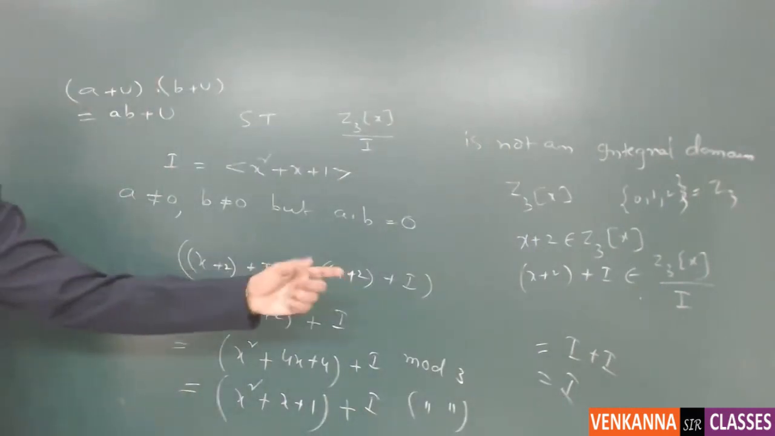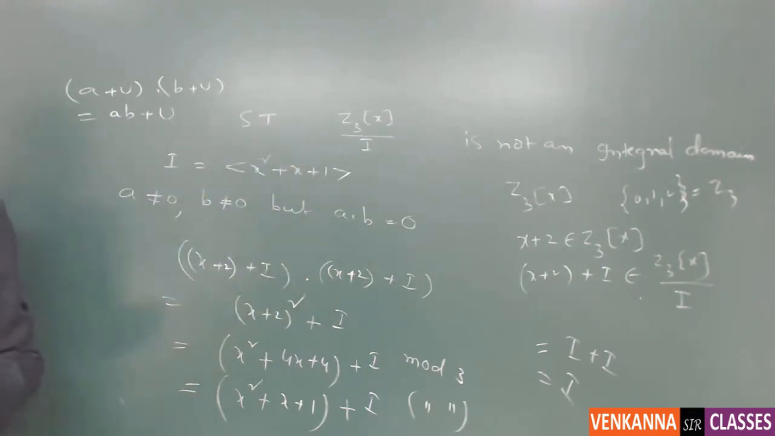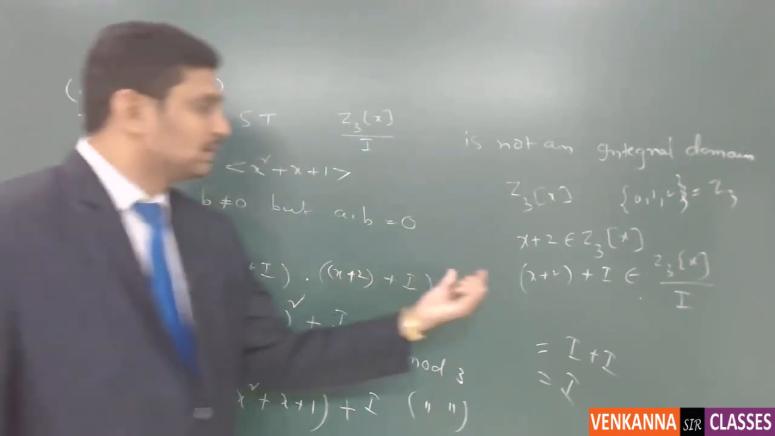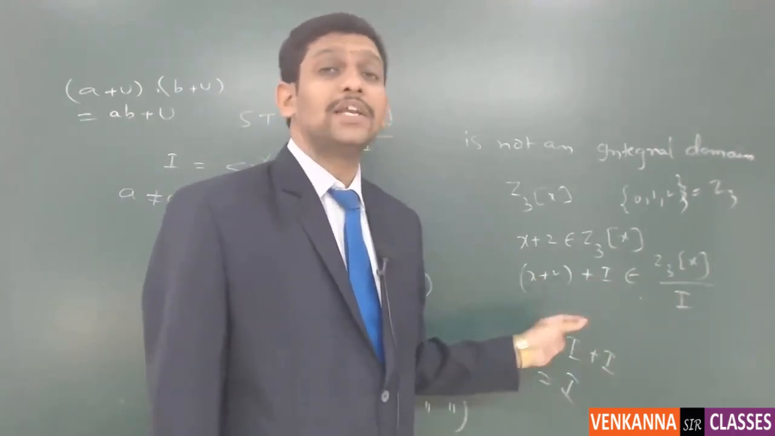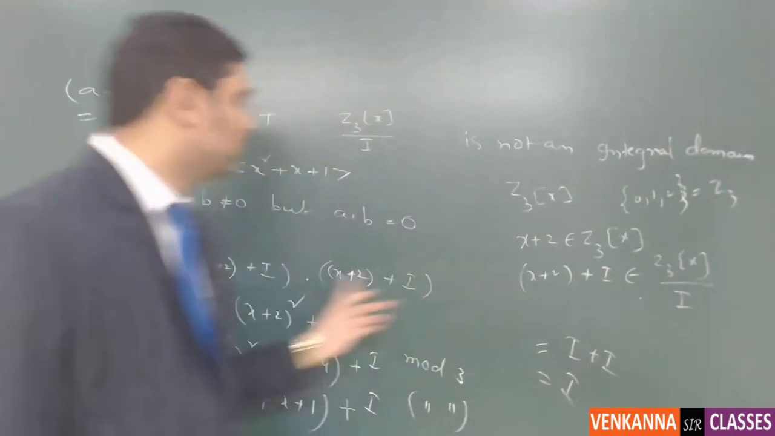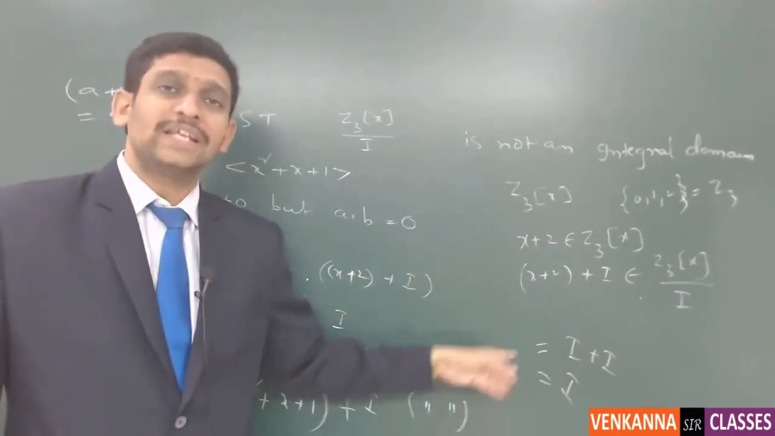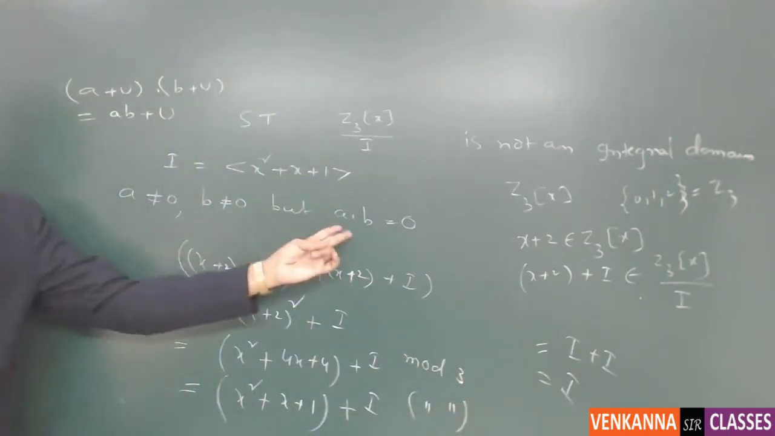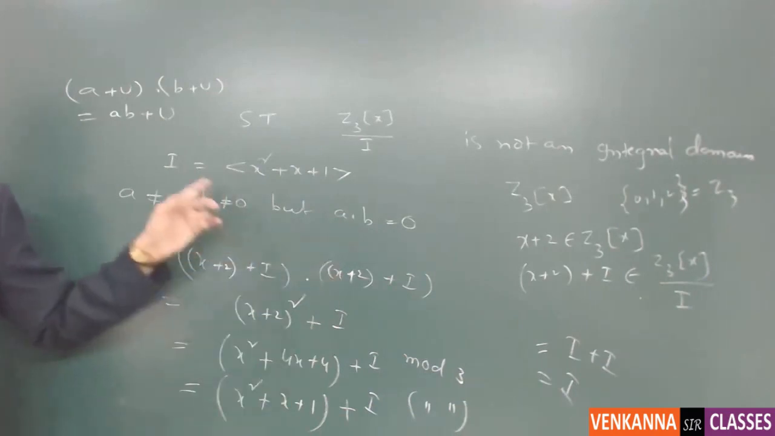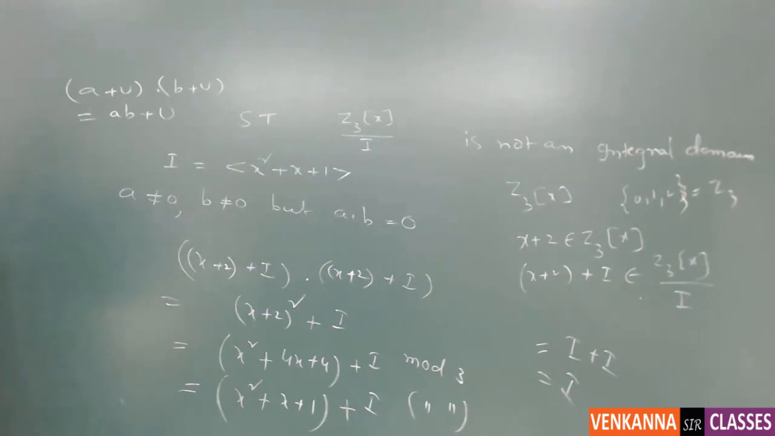So precisely I is the zero element in the quotient ring. So what happened? This element belongs to the quotient ring and it is a non-zero element. If you multiply it with the same element, I am getting 0. So it has zero divisors, because the elements are non-zero but the product is 0. Hence it contains zero divisors, so it is not an integral domain. Okay?